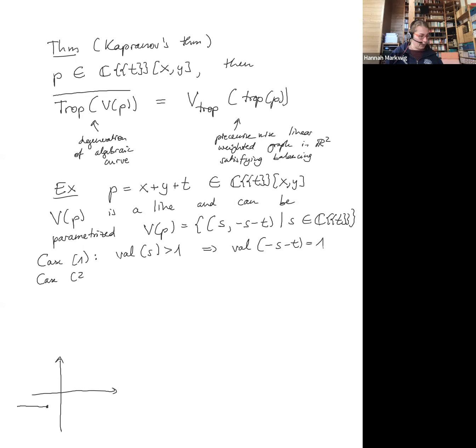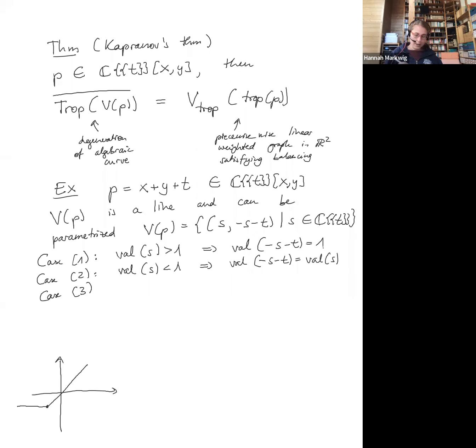Then we have case 2. What if the valuation of s is less than 1? So it starts with like t to the 1/2 or t to the minus 2 or something. And then if we add the minus t, it will just be a term of higher order. It won't even do anything to the term that has the smallest exponent, so the valuation of minus s minus t is going to be equal to the valuation of s. And now, again, take minus signs into account. This means we obtain a ray that goes diagonally upwards, like that.